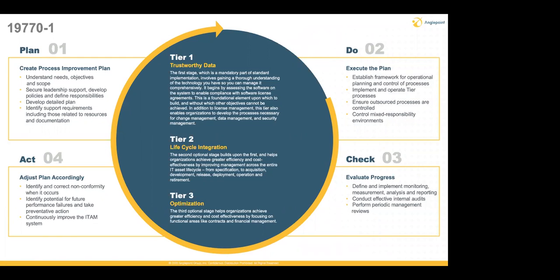Tier 1 is about getting to a point where you have trustworthy data. If you don't have that first, there's really nothing else you can do. Tier 2 is about lifecycle integration, building on your trustworthy data to achieve management of IT assets throughout all stages of their lifecycle. And then finally, once you have achieved the first 2 tiers, you're ready to take on tier 3, which is about optimization.